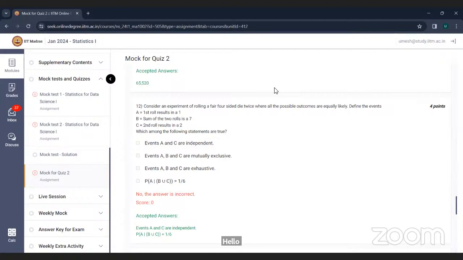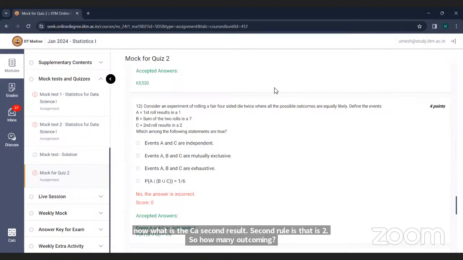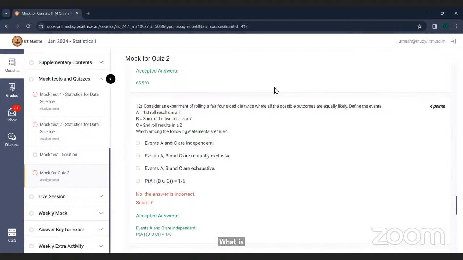Now what is C? C is the second roll result is 2. So how many outcomes are there? 1 2, 2 2, 3 2, and 4 2. Four times. What is the probability of C? It is 1 by 4. Now if you simply see it as tossing a die two times, the first roll gives one result and the second roll gives a second result. Are they independent?